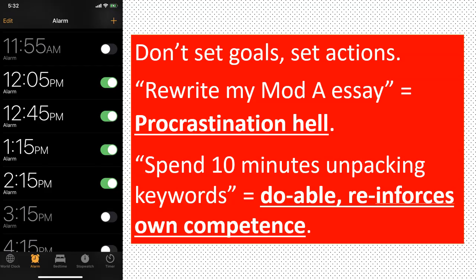So the basic motto of studying is don't set goals, set actions. So, rewrite my Mod A essay. That is something that would likely involve a lot of procrastination and take a lot of time. We want to avoid procrastination hell. It is just not useful to sit there in agony trying to do something very hard and failing. Instead, spend 10 minutes just unpacking some keywords that you do know. It's doable. It reinforces your own competence.